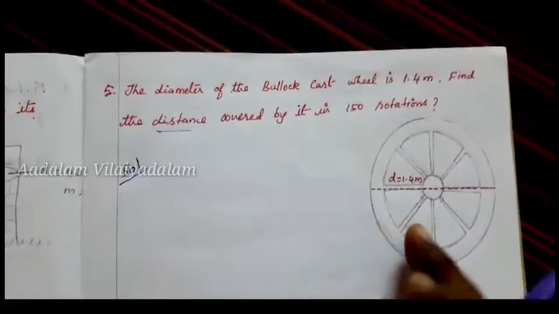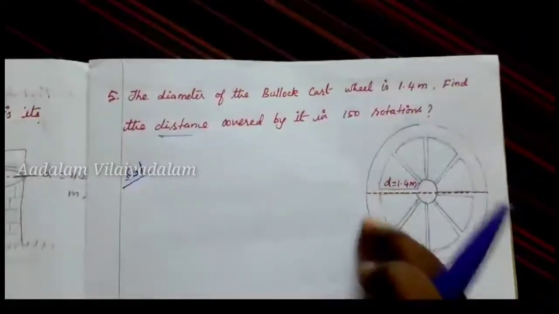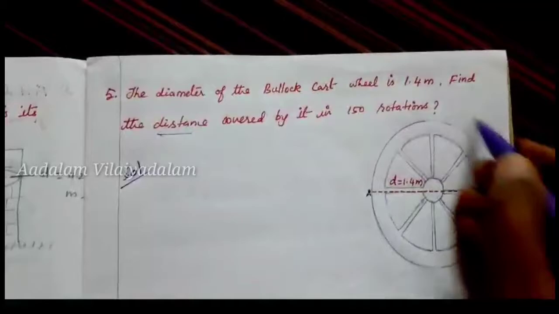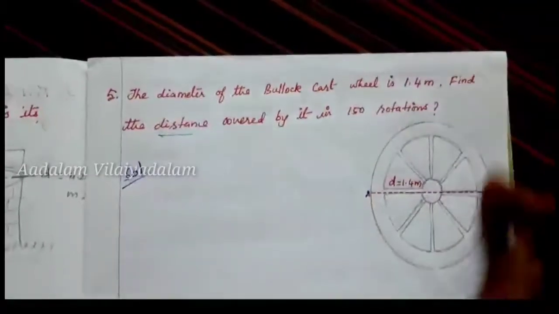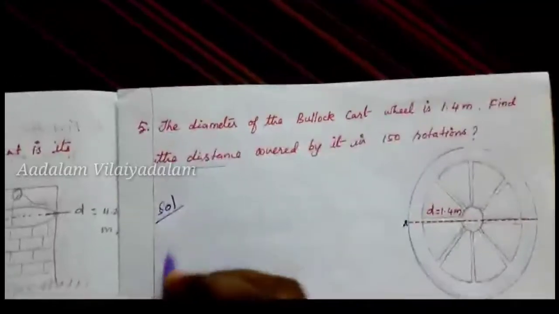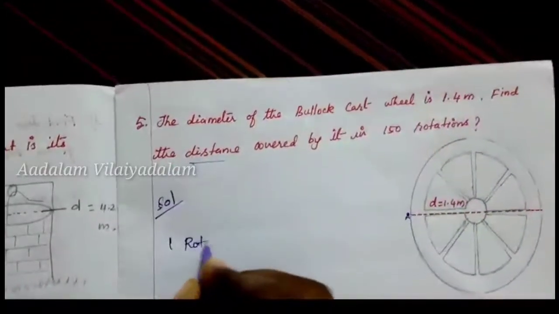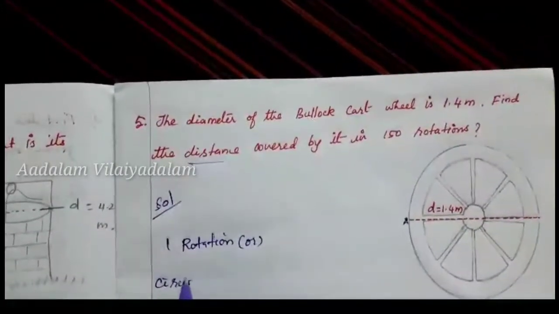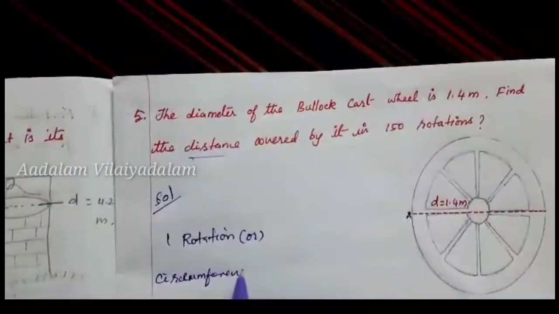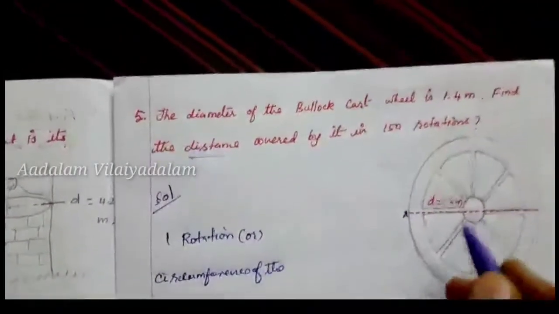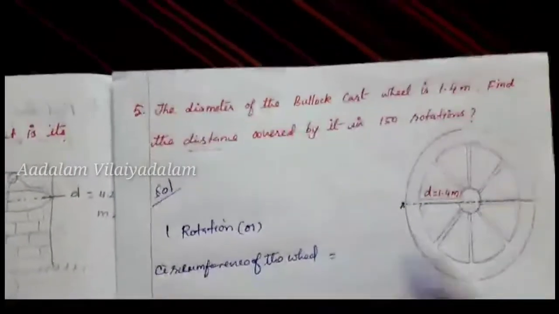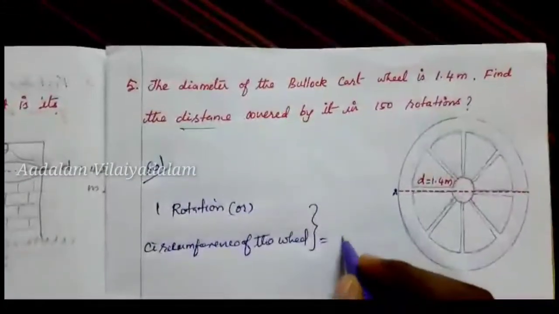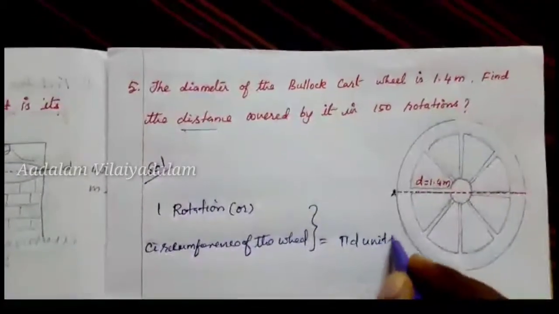So for this we need to find one rotation, which means the circumference of the circle. If it starts from this point A, then it comes around and ends at A. So therefore we need to find one rotation, or we could say the circumference of the circle, or the circumference of the wheel. Here they have given the diameter. For this we have a formula, that is pi d units, isn't it?